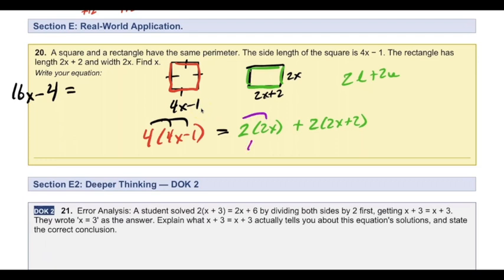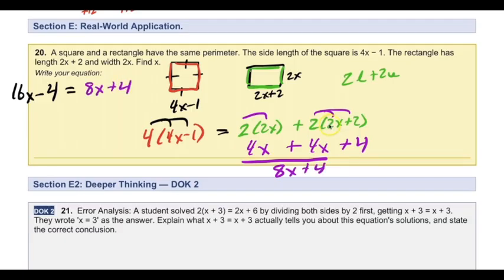So that's going to be 4x plus 4x plus 4. This is showing 2 times 2, 2 times 2. I add up like terms, and I'm going to get 8x plus 4. That's what this side is. And now it's the same problem we've been doing, right?